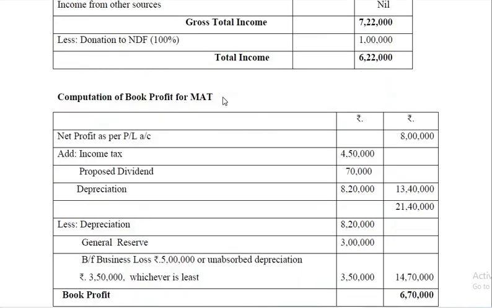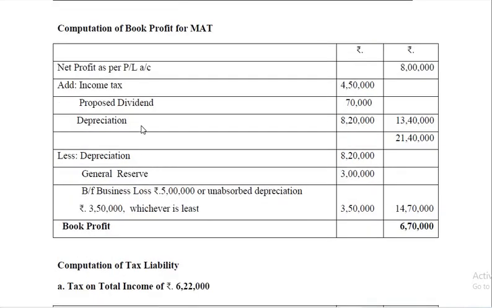Come to computation of book profit. Net profit as per profit and loss account 8 lakh. Income tax is not allowed. Proposed dividend is not allowed. Depreciation is not allowed. So totally 13,40,000. Then deductions. See depreciation. I told depreciation same amount should be deducted unless depreciation includes depreciation on revaluation of assets. If revaluation of assets is there, that part should be excluded while deducting. But here no such thing, so entire amount is taken.